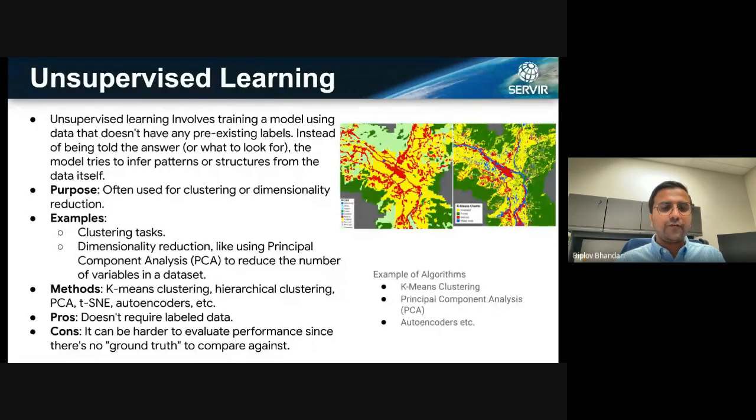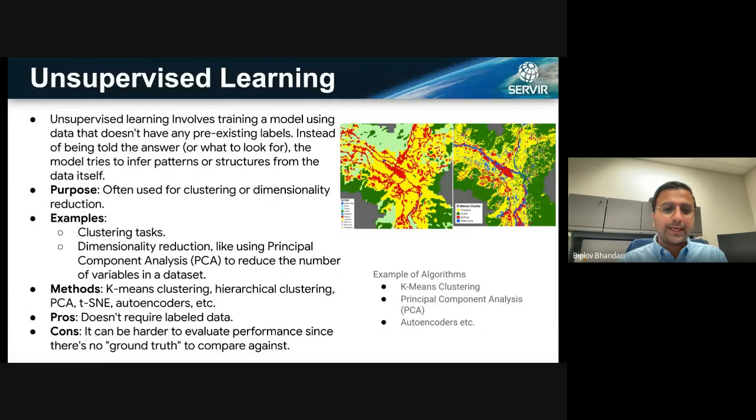So unsupervised learning is often used for clustering algorithms. We talked about that yesterday, k-means clustering. It is also often used in dimensionality reduction. So principal component analysis is one of the unsupervised learning methods that is often used in the remote sensing world. Some of the methods, as I mentioned, are k-means clustering, principal component analysis, autoencoders, etc. The pro of unsupervised learning is that it doesn't require any labeled data. You can just throw in whatever data you have, and it will try to come up with some sort of patterns or structure from the data itself.